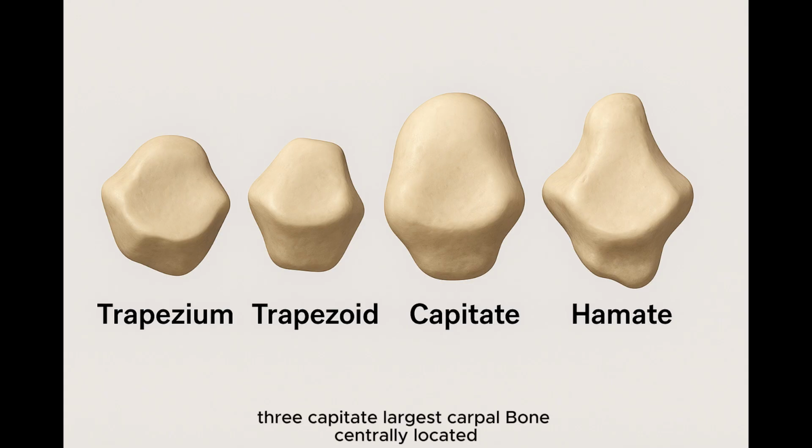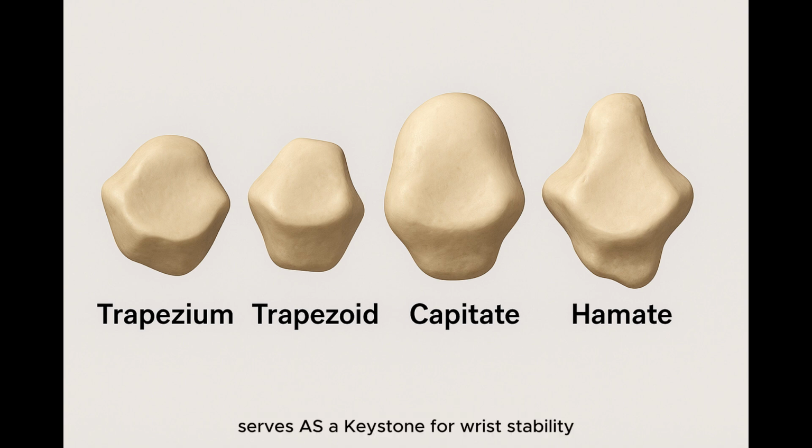3. Capitate. Largest carpal bone, centrally located. Head-shaped, its name comes from capit, equals head. Articulates with the third metacarpal, middle finger. Serves as a keystone for wrist stability.